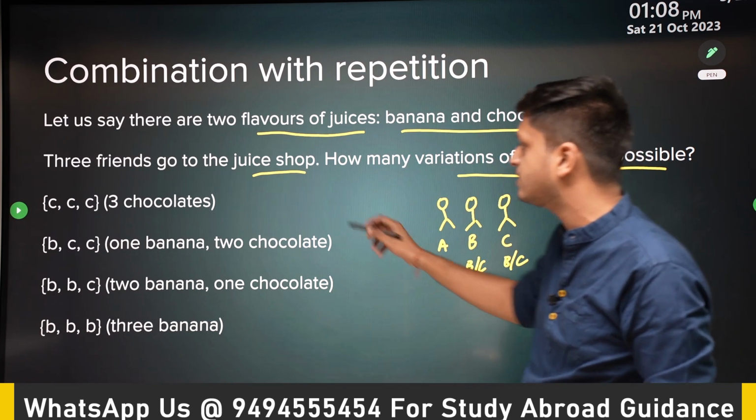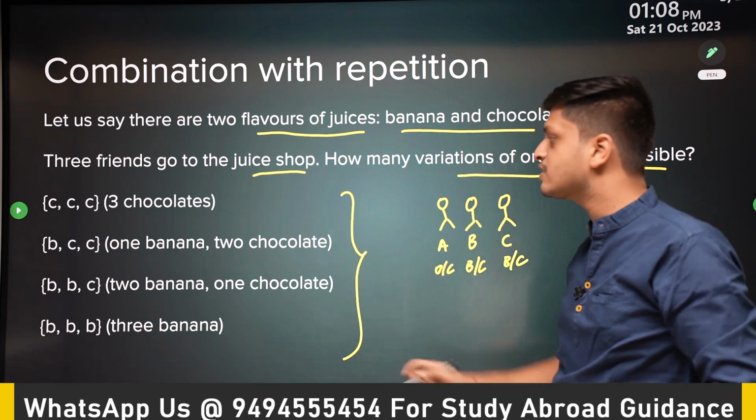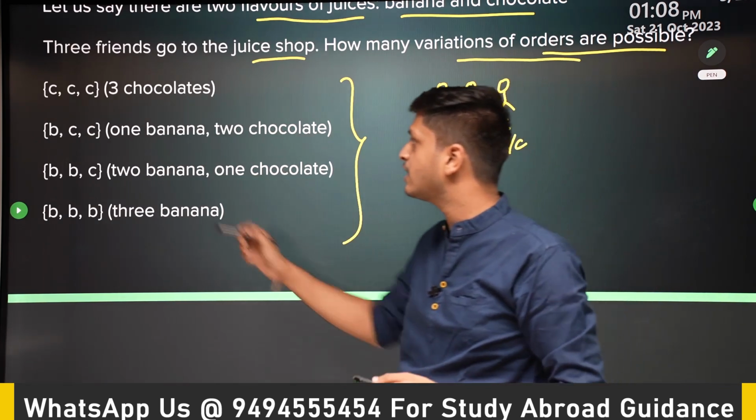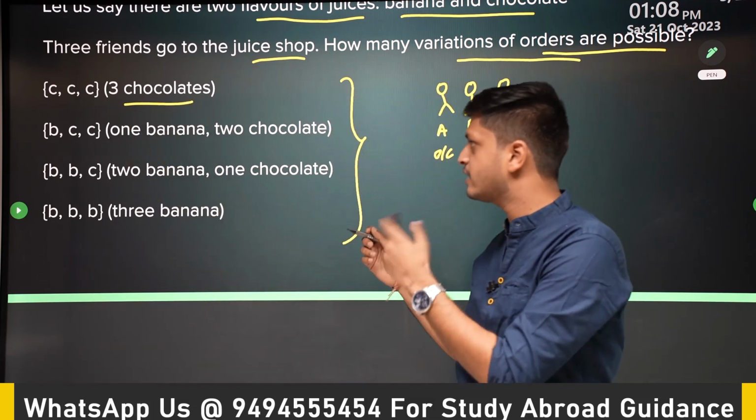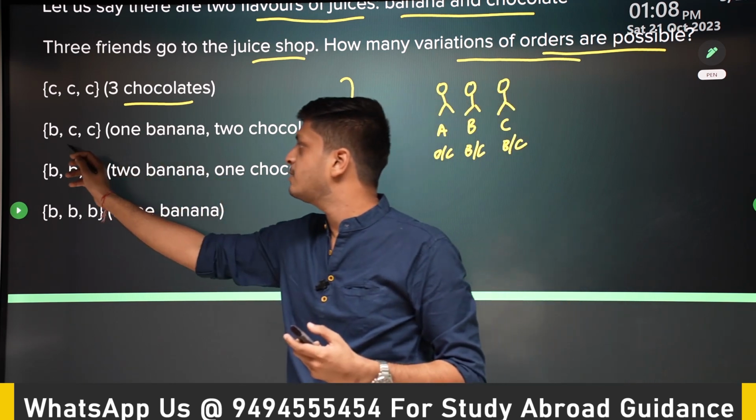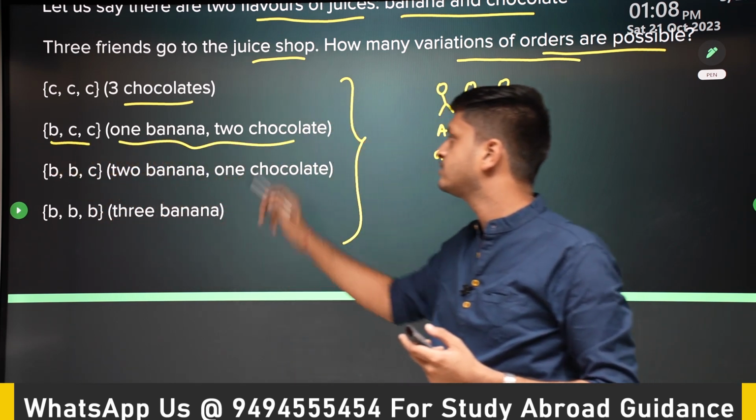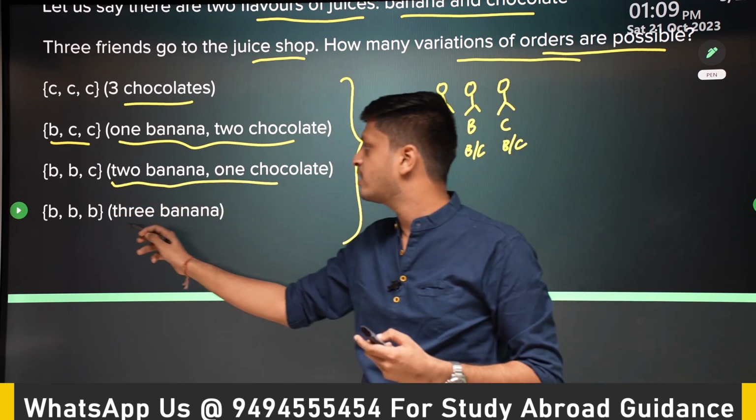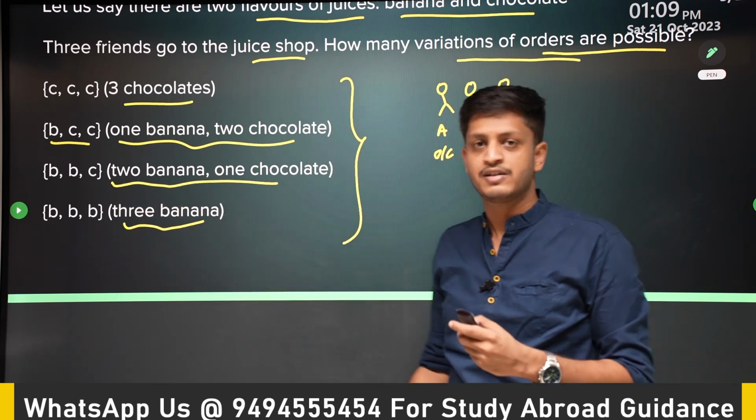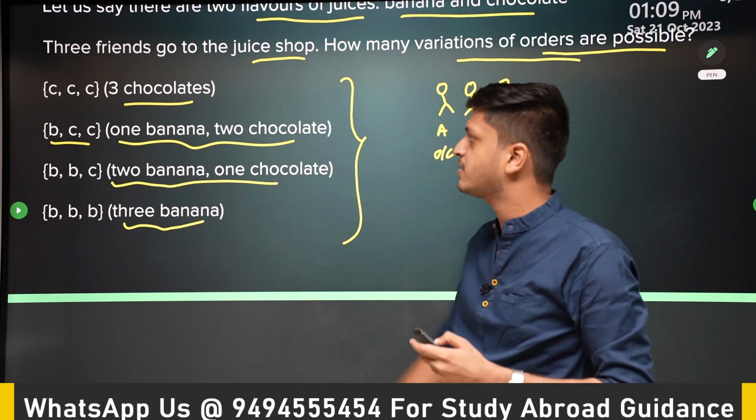For example, these are the possible choices. One possible order can be 3 chocolate juices, right? All the 3 people wanted a chocolate juice. One possible order can be 1 banana and 2 chocolate. One possible order is 2 banana and 1 chocolate, and one possible order is 3 banana juices, right? So these are the only 4 choices possible.